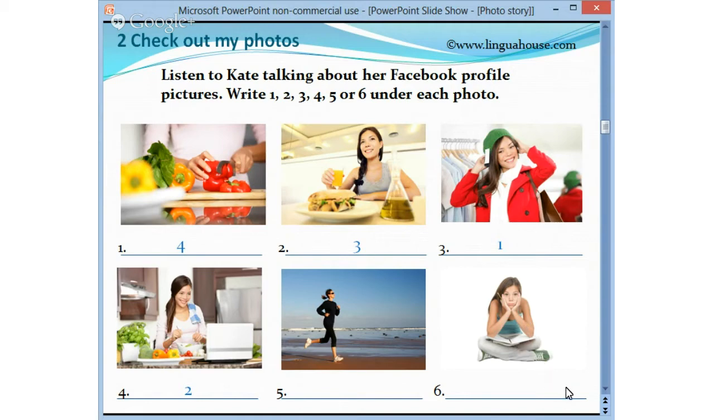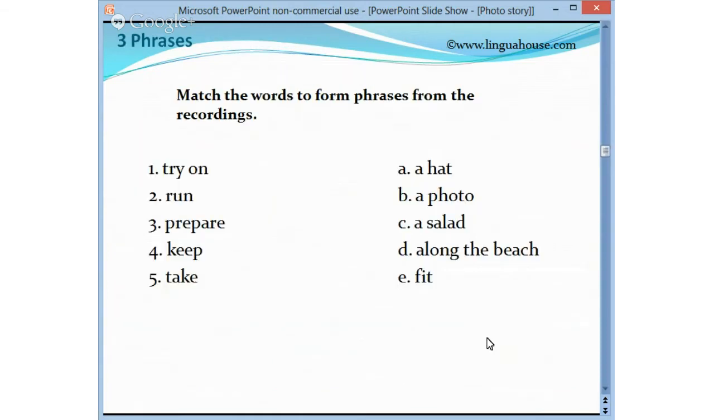Number five. Yeah. Good, and then of course, number six is five. Okay, excellent. So we were listening to particular language of how this woman described each picture, and we are going to be using similar language. But first we'll match some words to form phrases from the recordings.